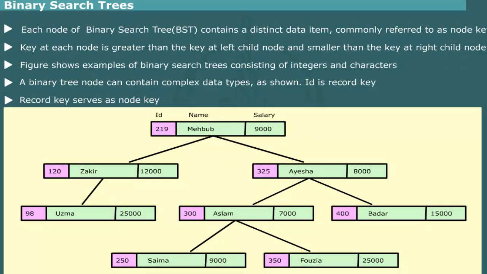Figure depicts an example of a search tree which stores personal records. In this example, personal identification number is the node key. Other fields are name and salary. We emphasize that a given set of data items can be arranged in a binary search tree in several ways.